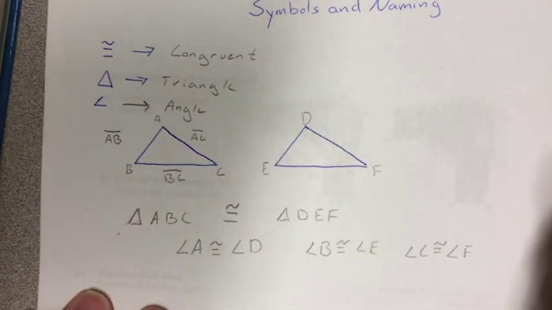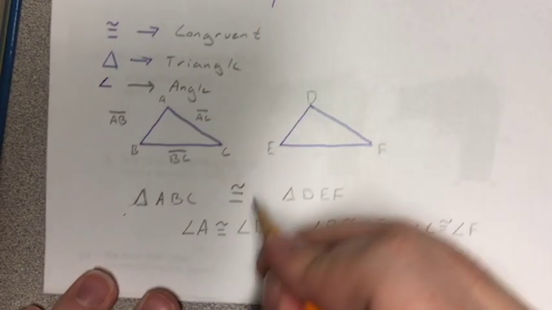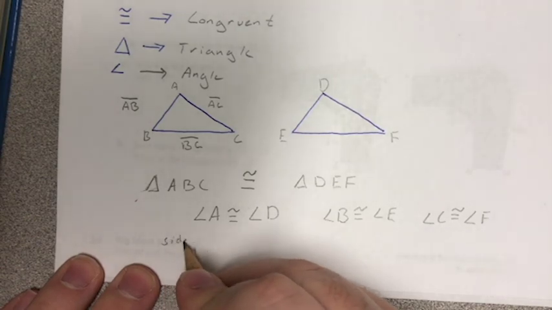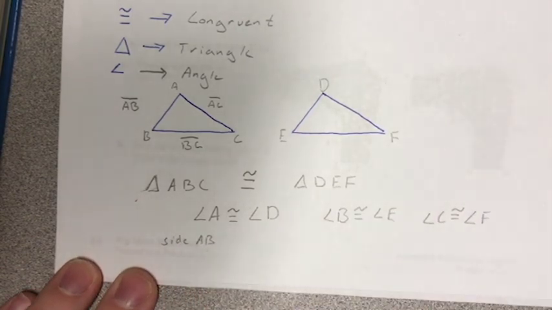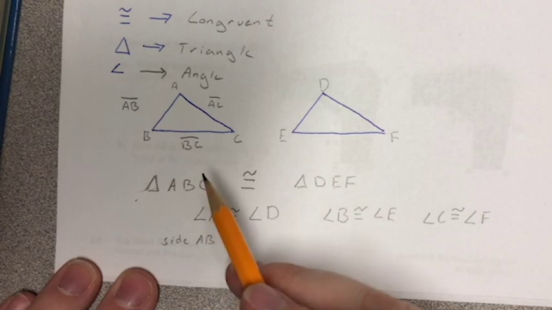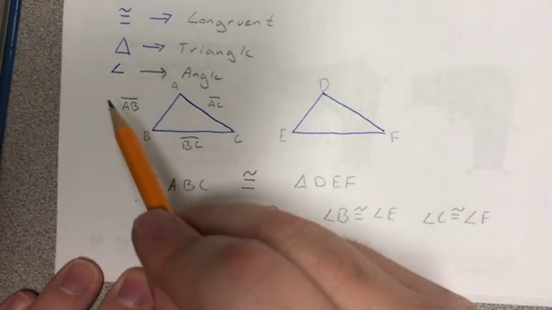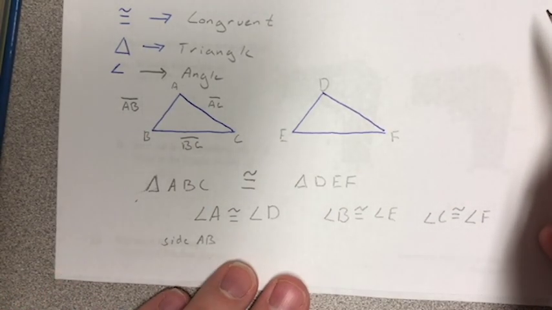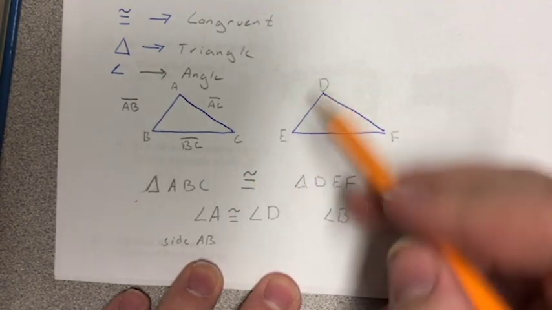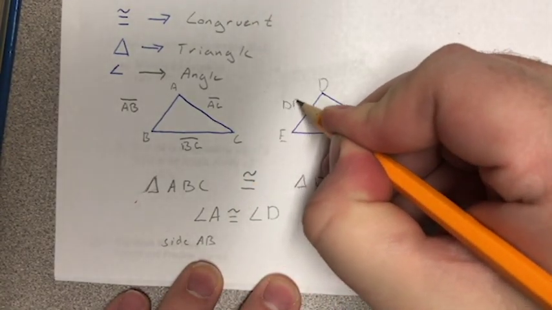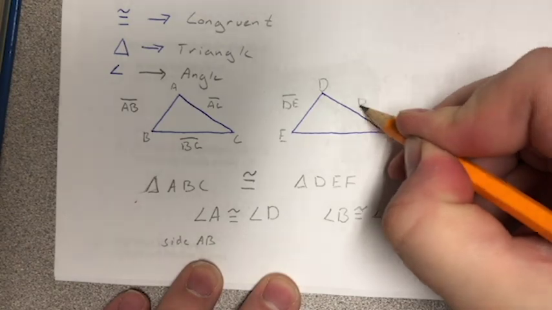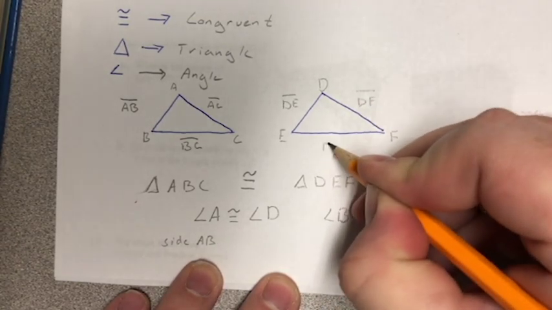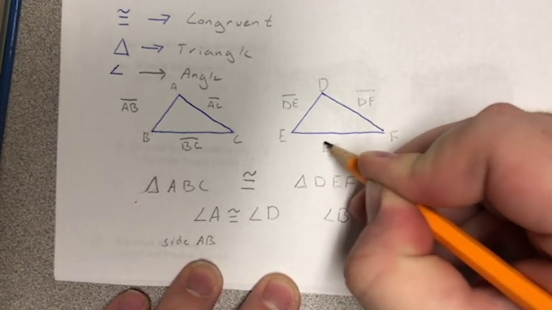All right. Sometimes you might actually hear somebody say, literally write this, side AB. And there's nothing wrong with it, but I typically like this. You'll use this shorthand later on in life. All right. So this one would be DE. This would be DF. And this one would be EF.